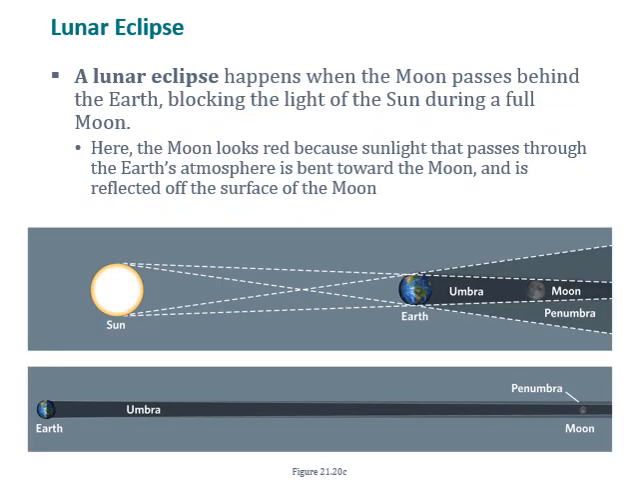Here we have a lunar eclipse where the sun is passing behind the Earth, blocking the light of the sun during a full moon. Here the moon looks red because sunlight that passes through the Earth's atmosphere is bent towards the moon and is reflected off the surface of the moon.